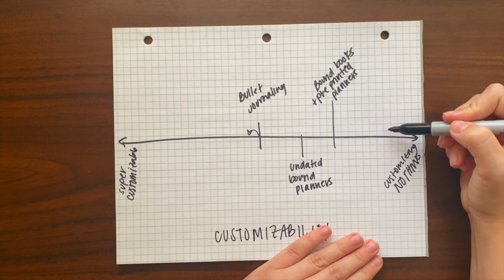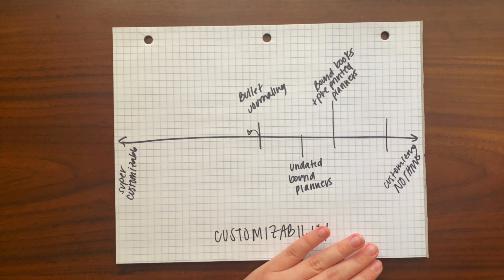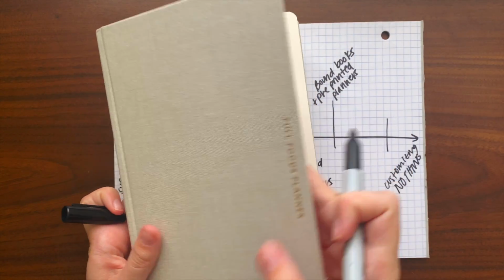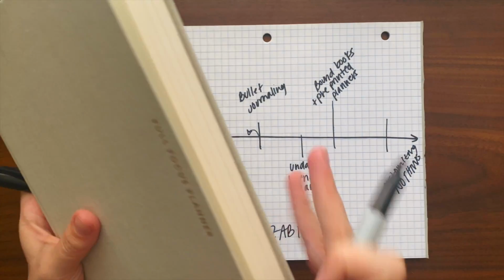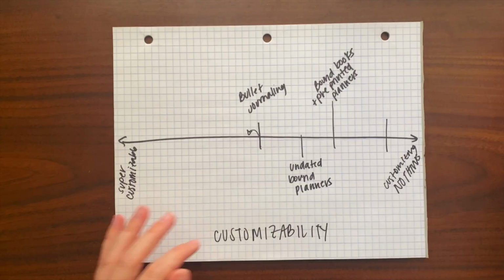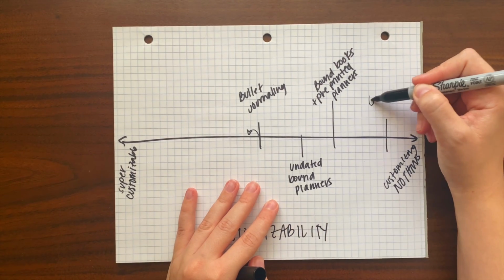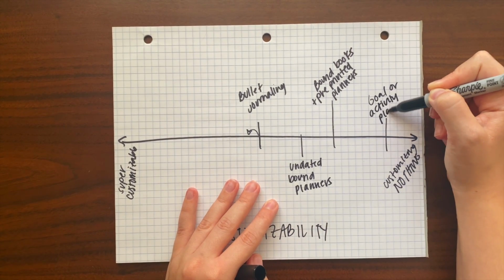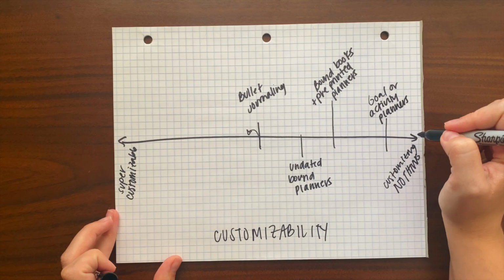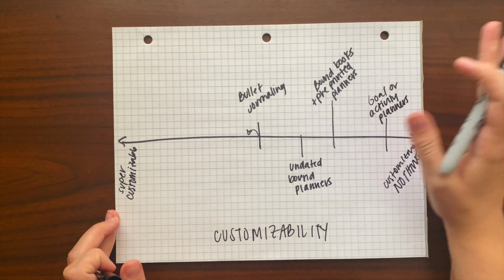And then goal planners, like what we saw with the full focus planner. This planner allows you to customize nearly nothing, right? Everything is laid out for you and you sort of have to use the prompts that it gives you. That's over here. So goal or activity planners really allow you to customize nothing. You can get that in a few different colors and that's basically it.